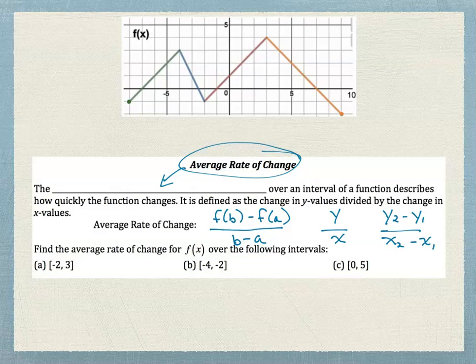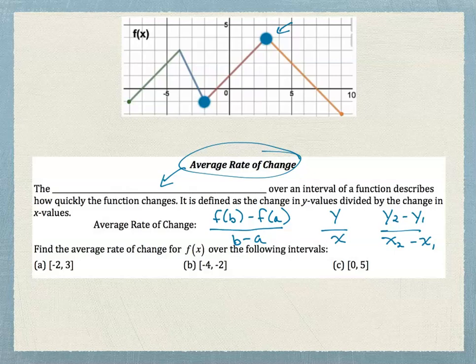So we're going to find some average rates of change. We're going to find the rate of change from -2 to 3. So -2 is right here. The function value there is -1. And 3 is right here, and the function value there is 4. So you can start at either one of these points. I typically start with the furthest to the right. You do not have to, but whatever point you take your y value from, you have to start your x value there as well.